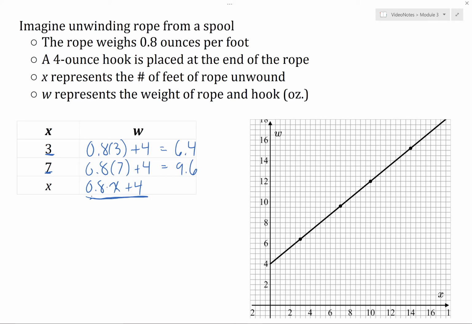Since W represents the weight of the rope and hook in ounces, we can write the formula W is equal to 0.8 times X plus 4, which expresses the weight of the rope and hook in terms of the number of feet of rope unwound. Now, this formula, let me move this down a little bit.